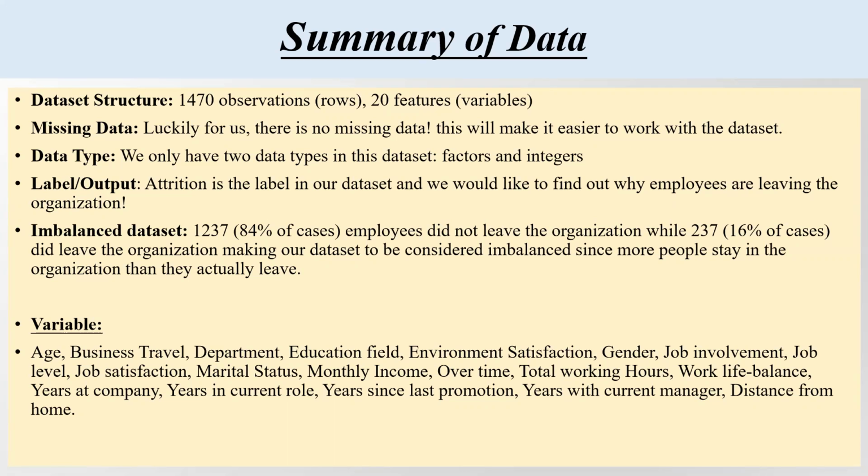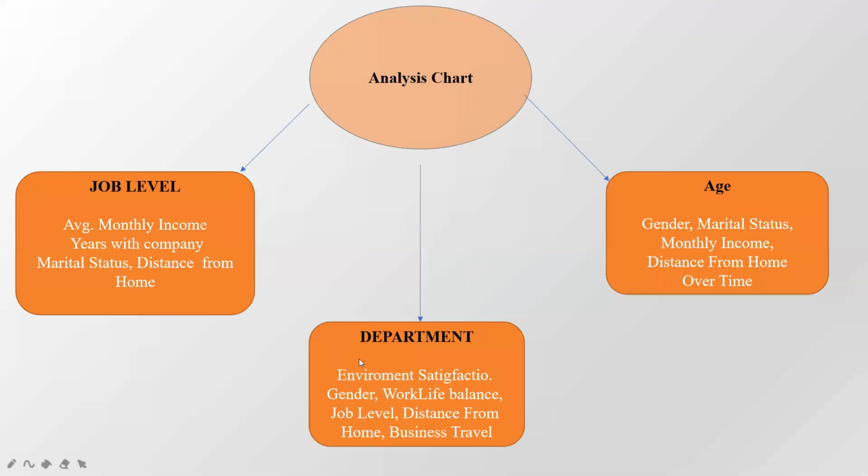One is iteration 0. Those are the employees who are currently working in the company, and iteration 1 are the ones who have left the company. 1237 are currently working and 237 have left the company. And these are our variables: age, business travel, department, and distance from home. You can read it from the PPT.